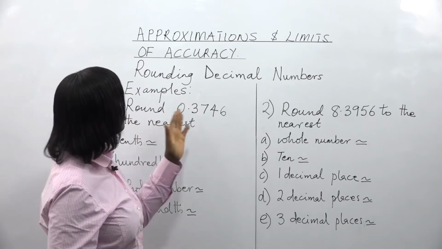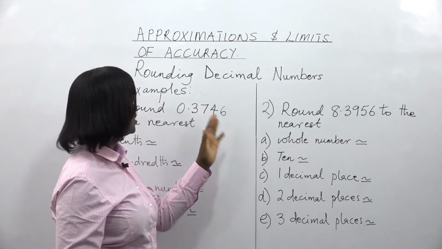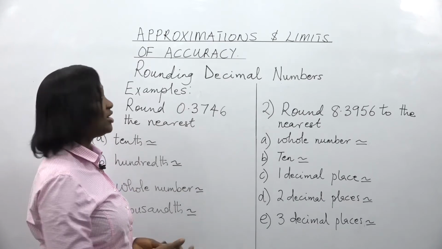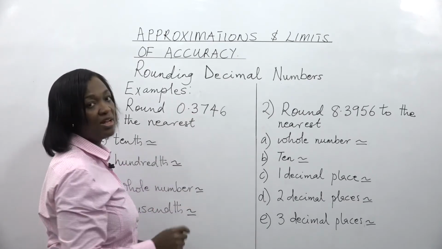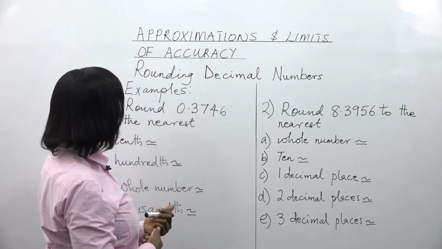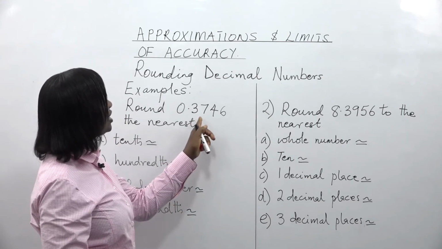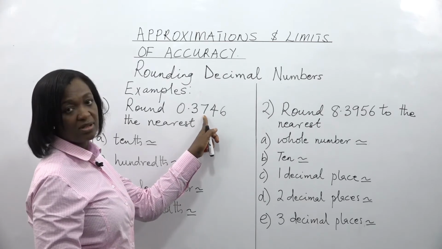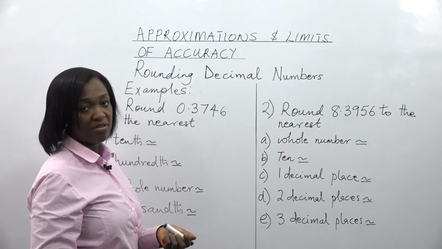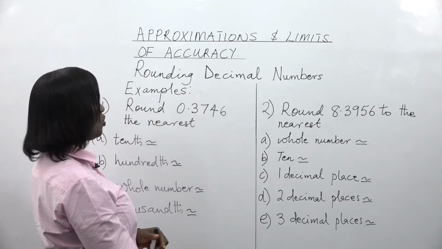Round 0.3746 to the nearest tenth. So we're rounding to the nearest tenth. That is, we want to write only 1 digit after the decimal point. So we look at the next digit, and it's 7. 7 is more than 5. It's more than halfway. So we round up.